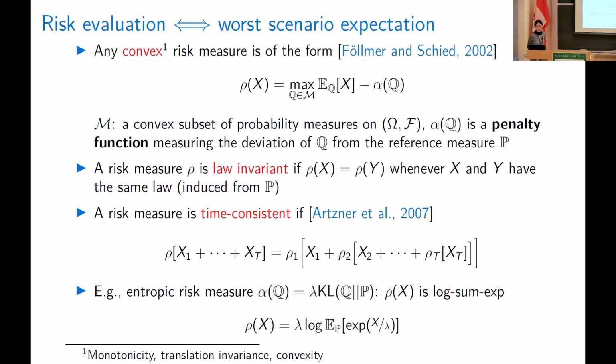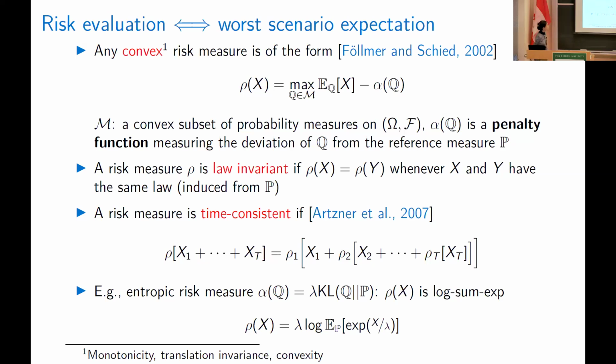Also, to help simplify the risk evaluation, we usually consider the following two very important properties of the risk measure. The first one is what we call law invariance. Basically, the high level idea is that if X and Y have the same distribution, the same law induced by P, then I should have the same risk evaluation on both of them.